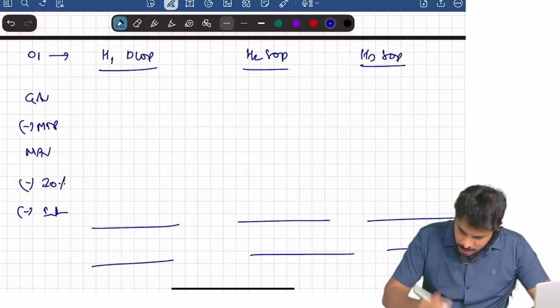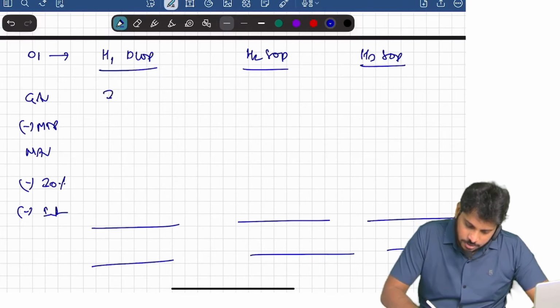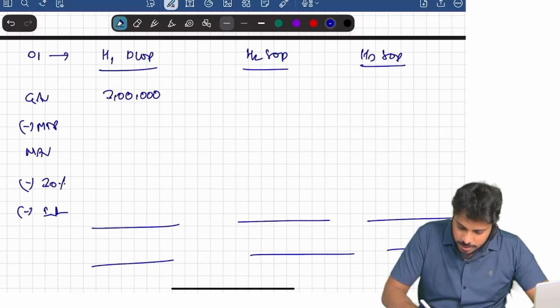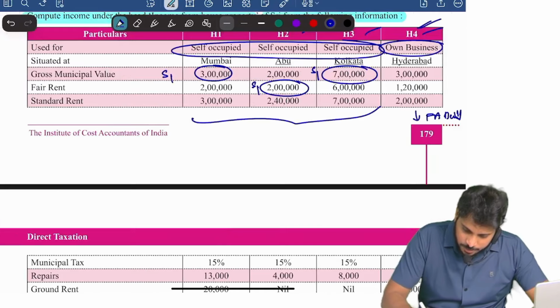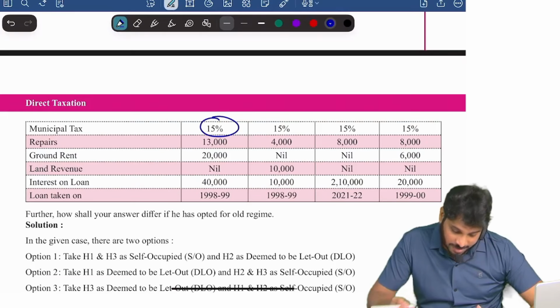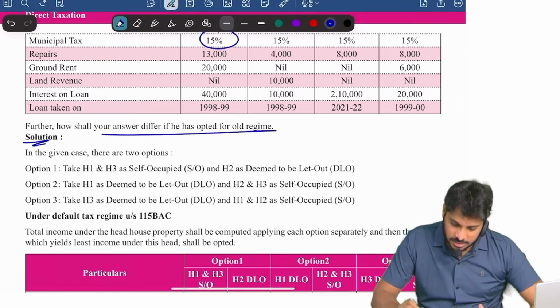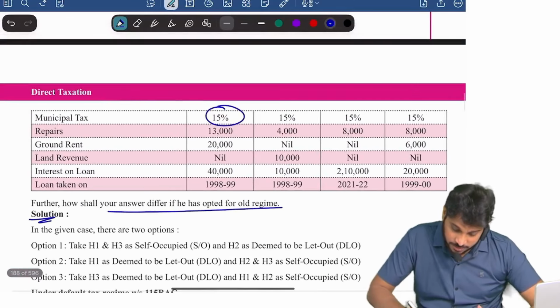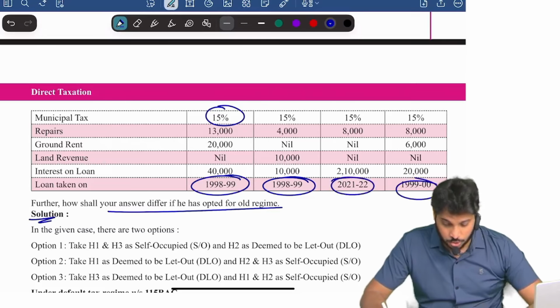Now look at house 1. House 1 is DLOP, right? So what is the gross annual value? 3 lakh. For house 2 and house 3 not applicable, correct? Whereas for house 1, how much is municipal taxes paid? 15% of municipal value. Okay, solution, find the answer. Old regime, fine. Now I think everything is given. Loan borrower here, very careful.